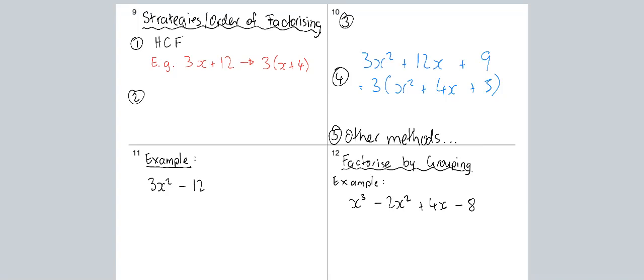So once you've HCF'd it, if you can HCF it, then you look at the brackets and say, is there anything else I can do?